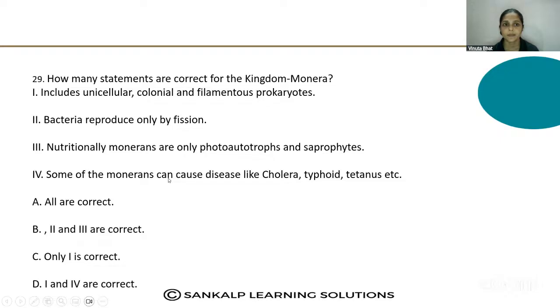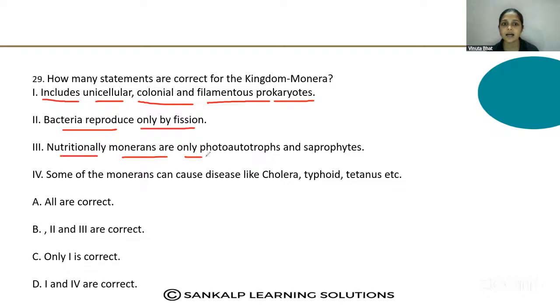Next question. Read the statements correctly. How many statements are correct for the kingdom Monera? You have to find out how many statements are correct for the kingdom Monera. Read the statement: it includes unicellular, colonial, and filamentous prokaryotes. Bacteria reproduce by fission, only by fission.